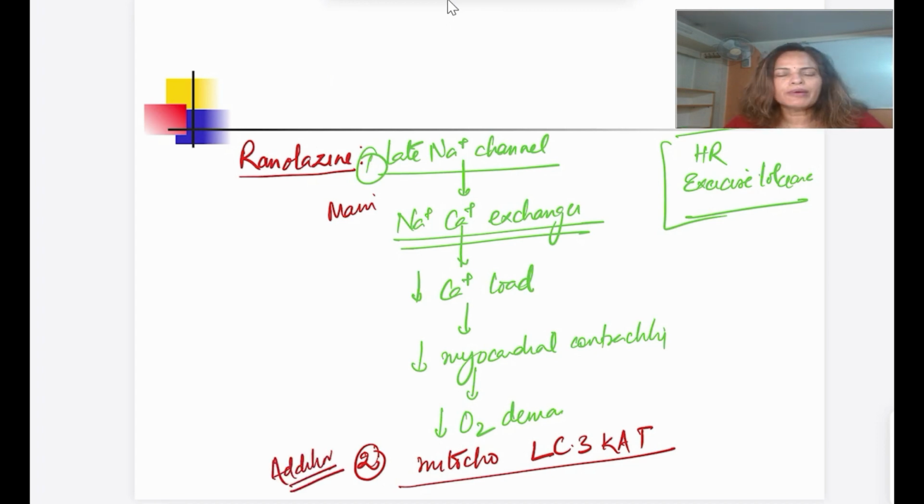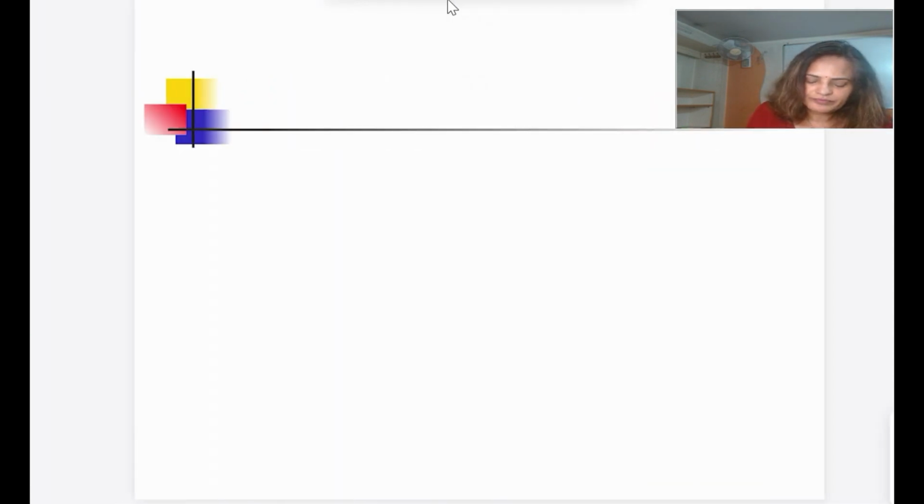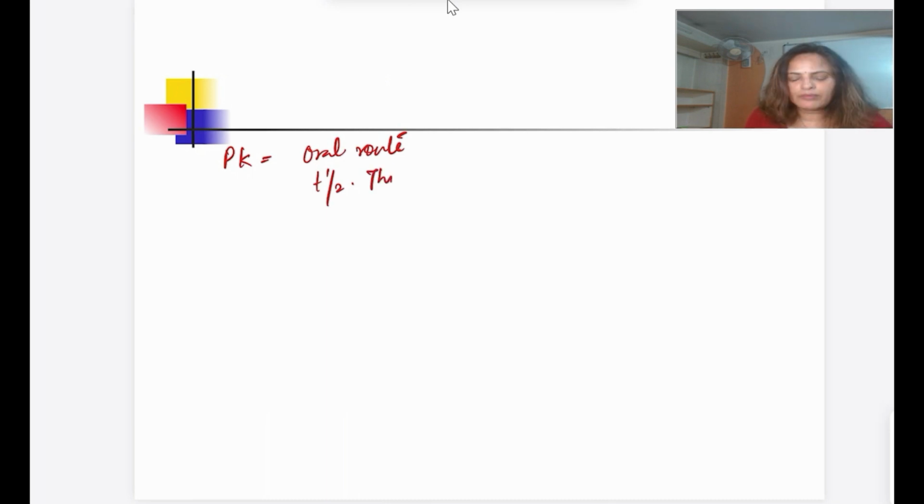And this also we give by the oral route, and it is metabolized by enzymes. We give it by the oral route with a good bioavailability. Half-life is 7 hours, and it is mainly metabolized by cytochrome 3A4. So we can see interactions with this group of drugs. So this is about ranolazine. This is also used as an add-on drug.